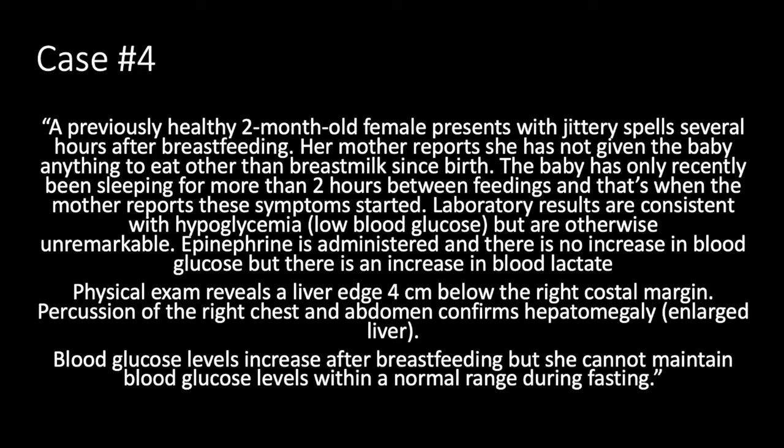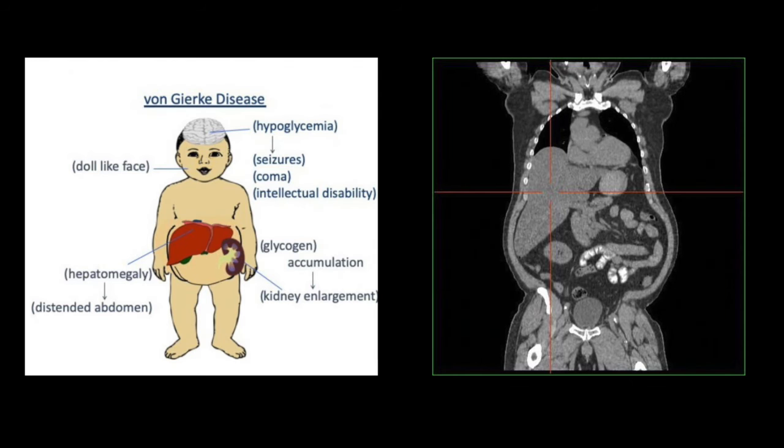Epinephrine is administered and there is no increase in blood glucose, however there is an increase in blood lactate. Physical exam reveals a liver edge 4 centimeters below the right costal margin. Percussion of the right chest and abdomen confirms hepatomegaly. Blood glucose levels increase after breastfeeding, but she cannot maintain blood glucose levels within a normal range during fasting. These symptoms are definitely troubling for any infant. They all point to one likely diagnosis: glycogen storage disease, otherwise known as GSD.